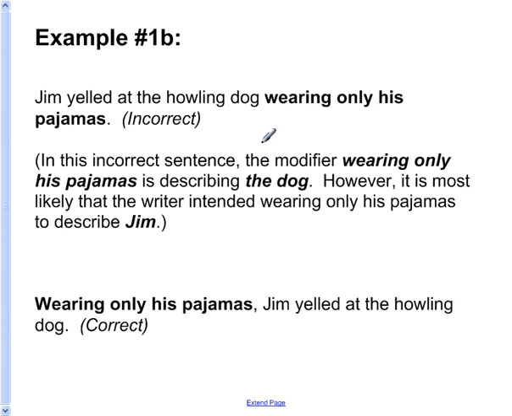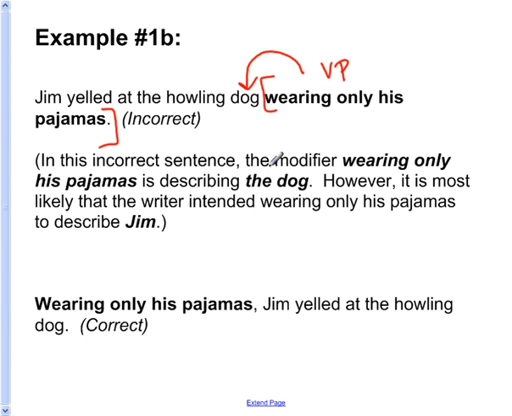Let's look at another example where a modifier is describing the wrong word. Jim yelled at the howling dog wearing only his pajamas. Here, wearing only his pajamas is a verbal phrase. This modifier is misplaced because it is right beside the dog. Therefore, it suggests that the dog is wearing pajamas.